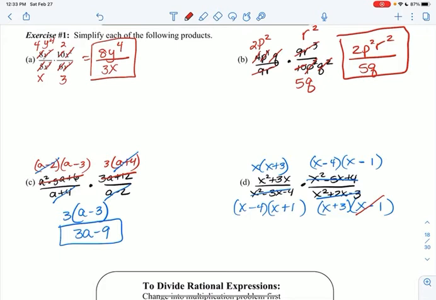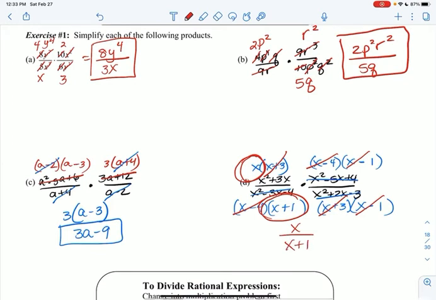So I have x minus 1 on the bottom, x minus 1 on top. X minus 4 on the bottom, x minus 4 on top. X plus 3 on top, x plus 3 on the bottom. What's left? I got this x on top, and I have this x plus 1 on the bottom. So the x stays on top, x plus 1 stays on the bottom.